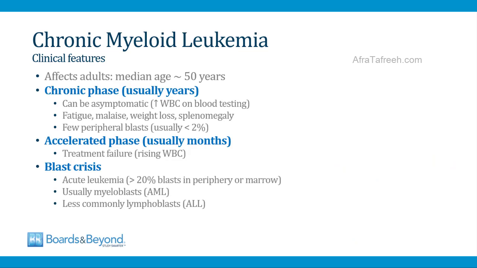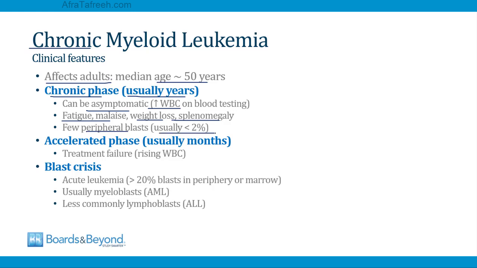In terms of clinical features, CML usually affects adults. The median age at diagnosis is about 50 years. And CML begins with a chronic phase that can last many years. That's why it's called chronic myeloid leukemia. During this phase, patients can be asymptomatic. They're sometimes picked up because they have a high white blood cell count on routine testing. Other times, patients can have nonspecific symptoms like fatigue and malaise, weight loss, or splenomegaly. And in the chronic phase, there are always few peripheral blasts. The number of blasts in the periphery is usually less than 2%, and that defines the chronic phase.